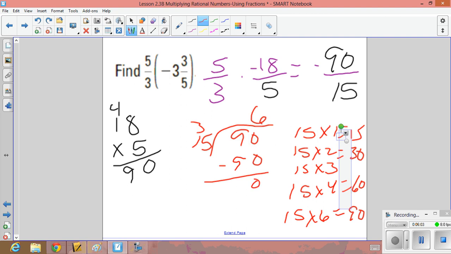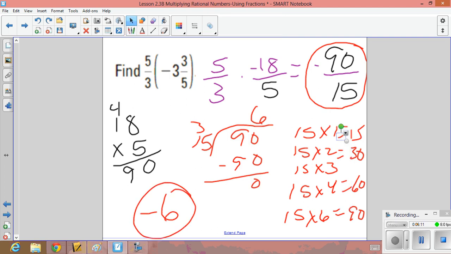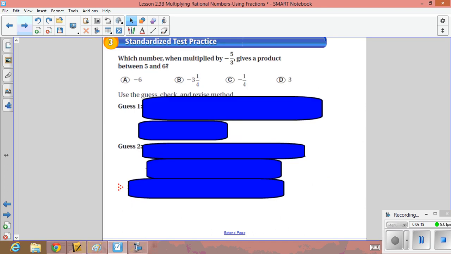And again, I am dividing a negative by a positive, so my final solution is negative 6. So you can do it either way. If you do it this way without the cross reducing, you will have to simplify your final fraction. All right, here's a standardized test prep question.